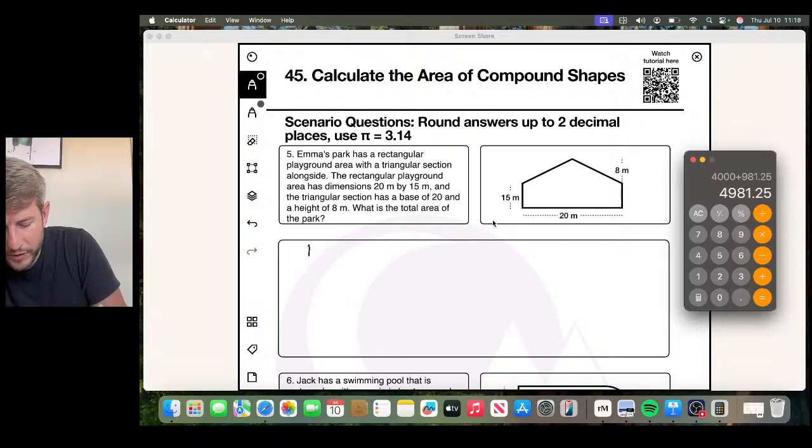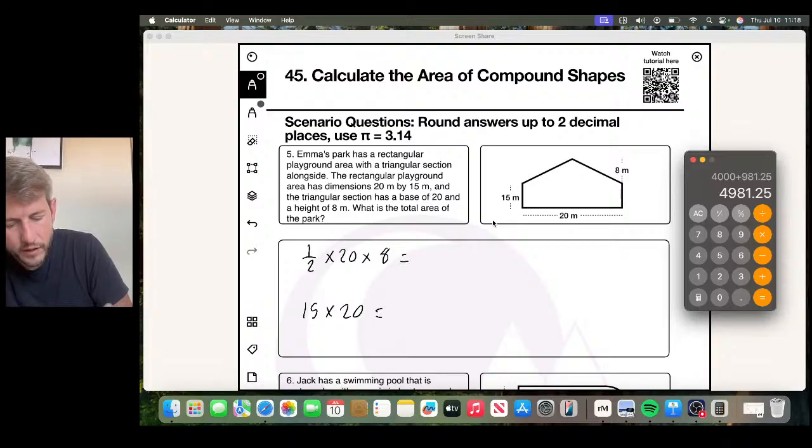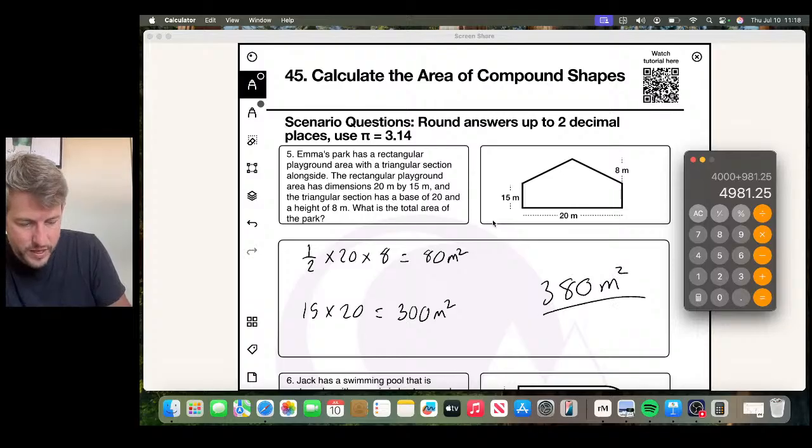So let's do the triangle. The triangle is a half times the 20 times the 8, and the rectangle is the 15 times the 20. Half of 20 is 10, 10 times 8 is 80 metres squared. 15 times 20 is, I believe, 300, because 10 times 20 is 200, half of that is 100, add those together, that's 300 metres squared. So altogether it's going to be 380 metres squared.